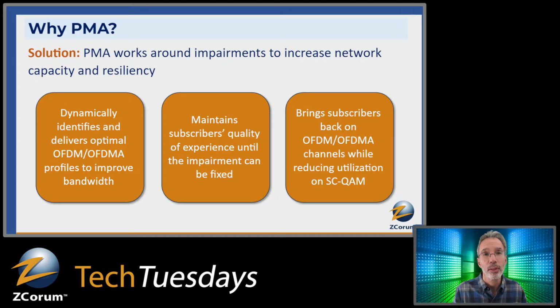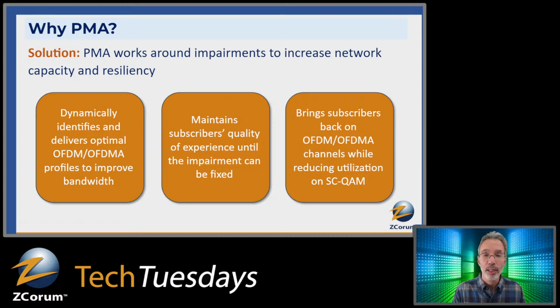Then we've got a solution. So you see your PMA works around impairments to increase network capacity and resiliency. Again, you're going to have impairments on your network, and you may know where they are now. You may know that you've got some ingress in a particular part of a channel and you are trying to exclude that. But things change in other areas, and as any cable operator knows, things can change quickly. It could be simply that the weather changes, the temperature goes up or down, or you've got rain and moisture levels change. That can cause conditions on the plant to change and cause new impairments to pop up at times and then go away. Maybe it gets some moisture and then it dries out.